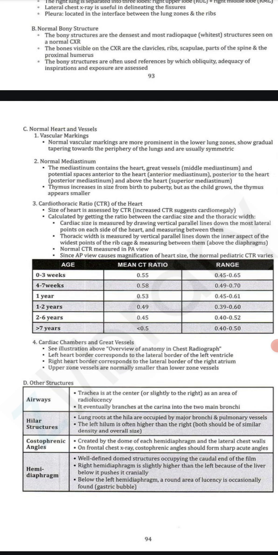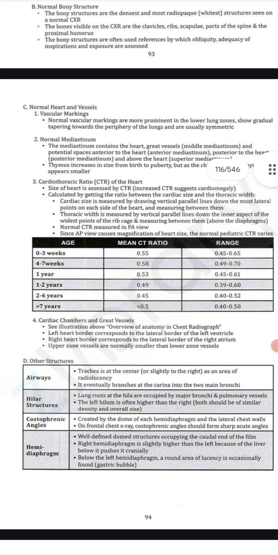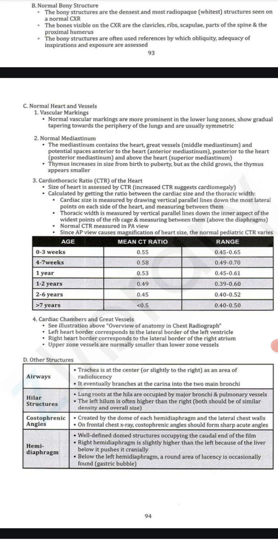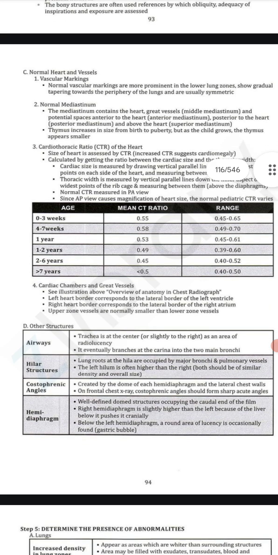Cardiac chambers and the great vessels. See the illustration above for the overview of anatomy in the chest radiograph. The left heart border corresponds to the lateral border of the left ventricle. Right heart border, lateral border of the right atrium. Upper zone vessels are normally smaller than the lower zone vessels.